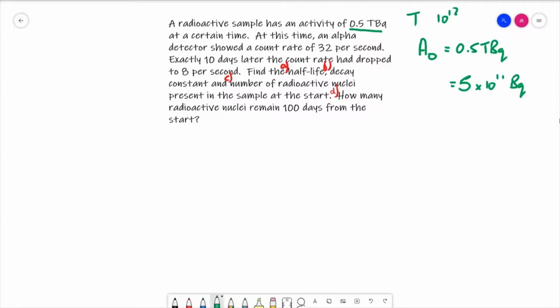Now for the first part of this question, to calculate the half-life, it is actually relatively easy. We have an initial count rate of 32 per second, and then we've got a count rate later on of 8 per second. Now, just to point out in this question, we've got an overall activity of 5 times 10 to the 11 becquerels. That's 5 times 10 to the 11 disintegrations, decays per second.